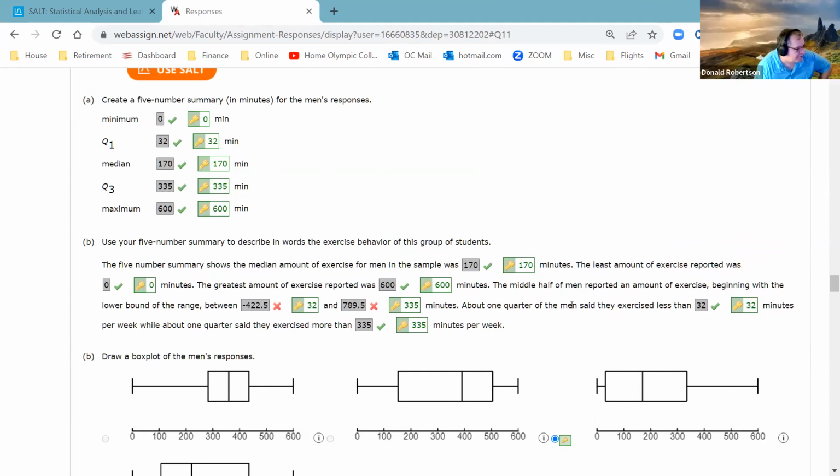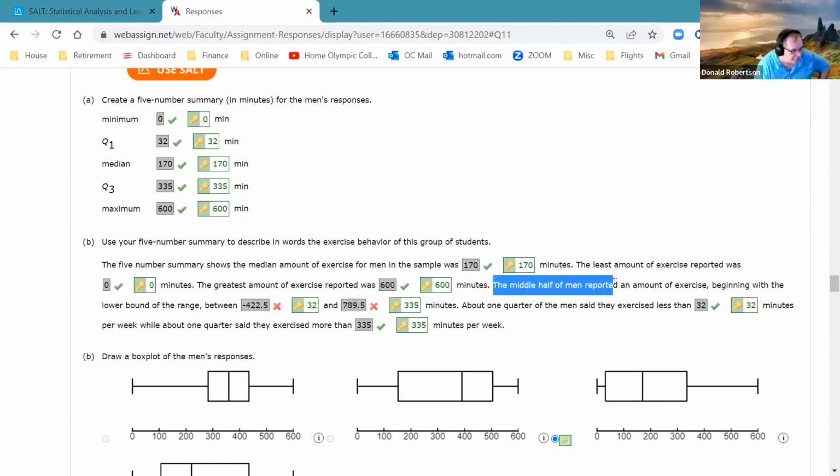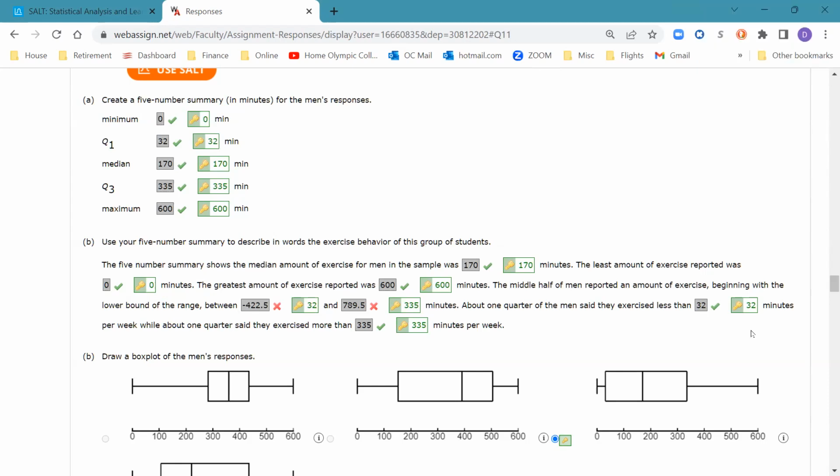Yep. The way that question is phrased, it looks like they're talking about the upper and lower fence, right? Which is this bit here that made you think that. But if you read, it's not actually doing that. It's saying the middle half of men. Now, the middle half is from Q1 to Q3, right? That's the middle half. And so the numbers you should have used were just 32 to go here and 335 to go there. So it was just misinterpreting what they were asking, right? Okay. So the middle half is always going to be from Q1 to Q3.